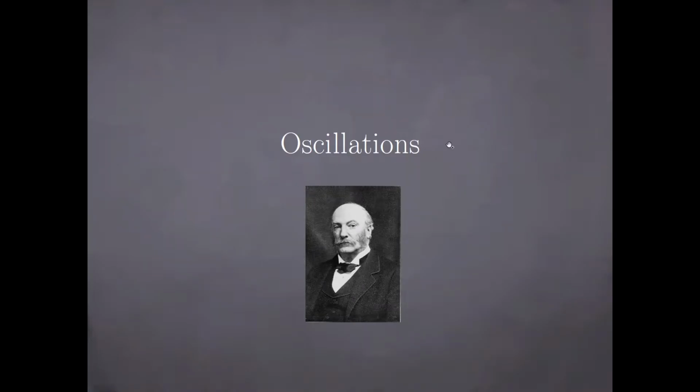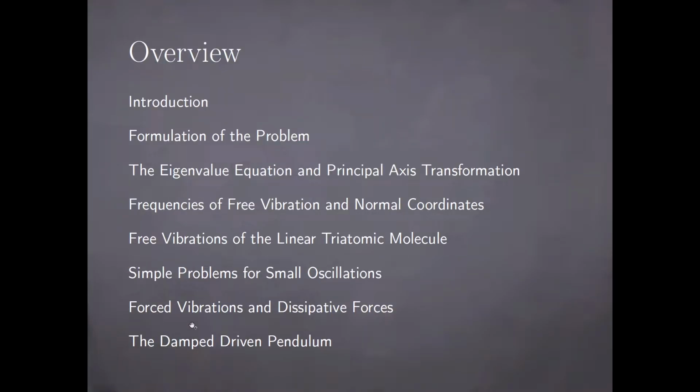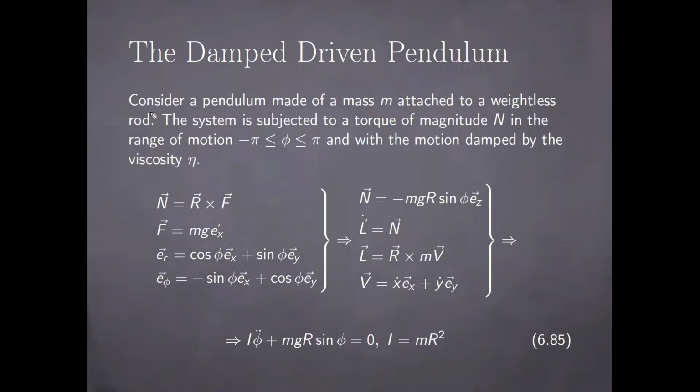Welcome to Oscillations. Today we are going to talk about the damped-driven pendulum. So the system under consideration is a pendulum made of a mass m attached to a weightless rod. This system will move naturally under gravity in a uniform gravitational field, but we also want to subject it to a torque of magnitude n in the range of motion given here.